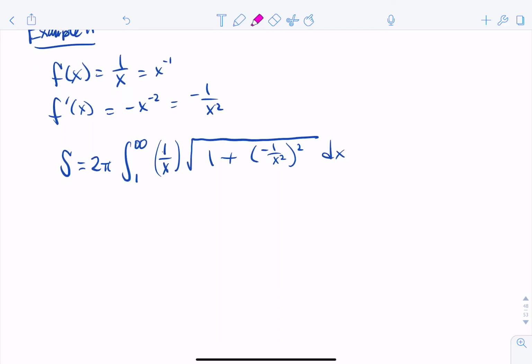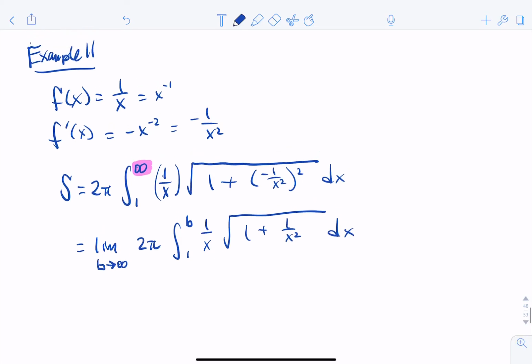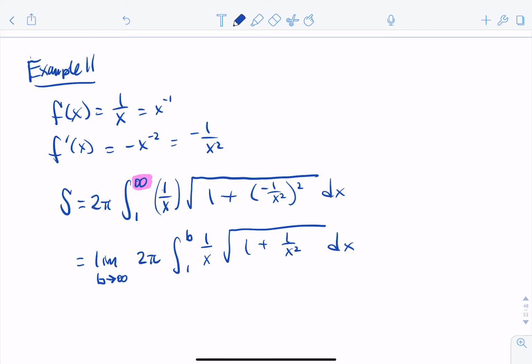All right, and then I'm just going to fix this. It is improper, so I'm going to get rid of this infinity right there and replace it with a b. So this will be equal to a limit as b goes to infinity. Throw a 2 pi in here. And our definite integral from 1 to b. Rewrite everything, make it look pretty, and then make this 1 plus 1 over x squared dx. Okay, we've taken our integral, turned it into a limit, and now it's time to try to evaluate it.